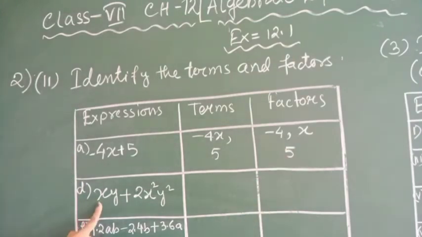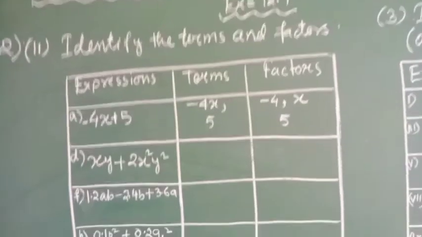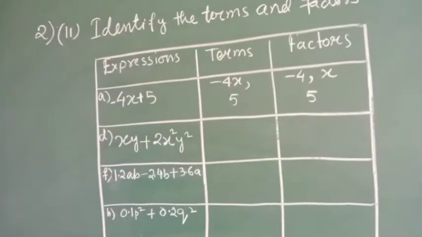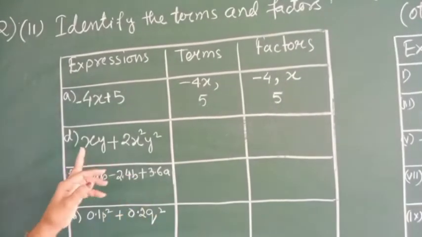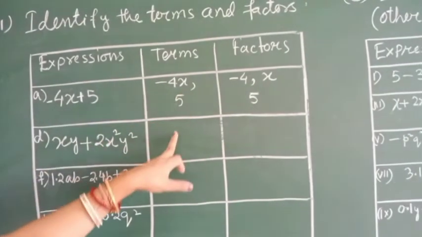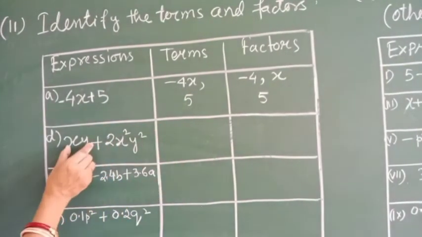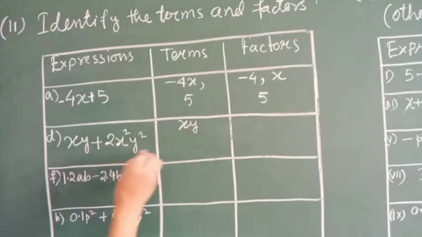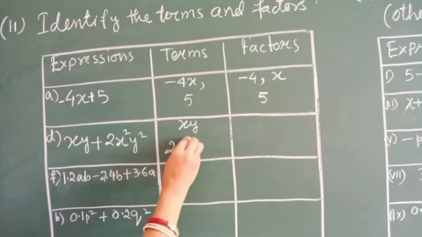Question number D: xy plus 2x square y square. Whatever the expressions given, we will write the expression here in the column of expression, and after that you have to find the terms. So how many terms are there? Two terms, binomial. One term is xy and another term is 2x square y square.